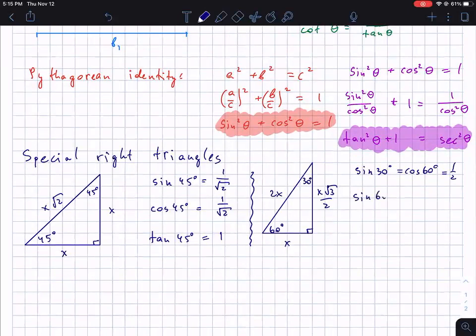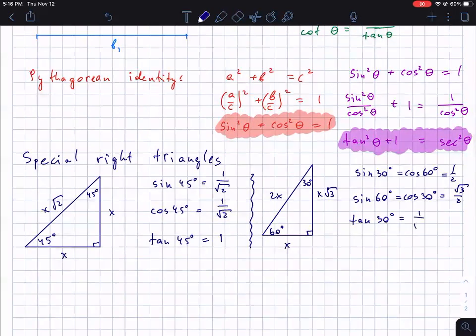Sine of 60 degrees, the same as cosine of 30 degrees, is going to be √3 over 2. Sorry, this has to be x√3, there's no 2 here. And finally, tangent of 30 degrees is going to be equal to opposite over adjacent, which is 1 over square root of 3. And tangent of 60 degrees is going to be square root of 3.